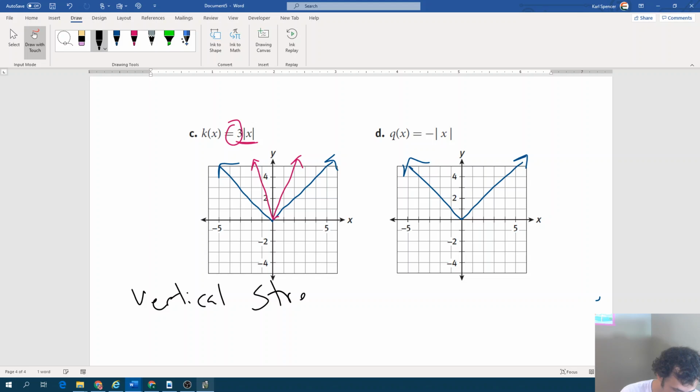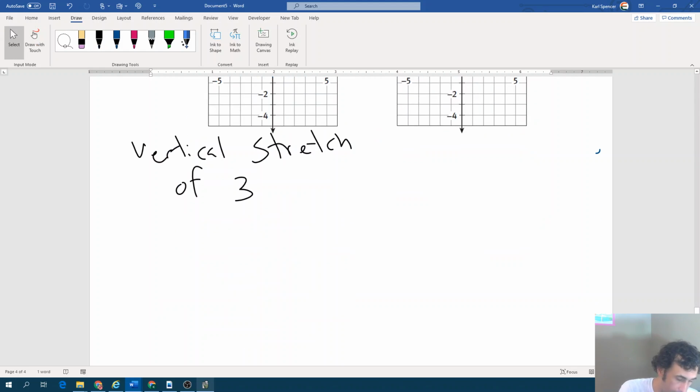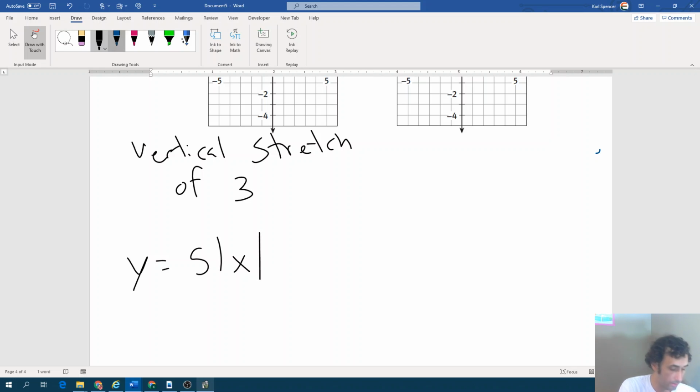Vertical stretch. It has stretched the graph out. It has made it longer. It's changed the slope. So it's a vertical stretch of 3. So if there's a number outside or in front of the absolute value that's being multiplied, that's going to be our vertical stretch. So if we had y equals 5 absolute value of x, that's going to be a vertical stretch of 5.